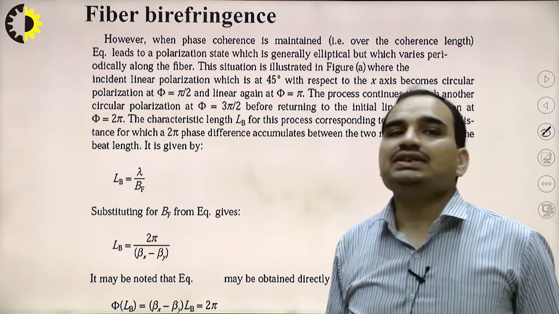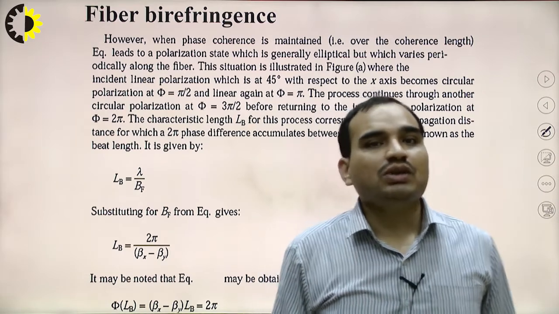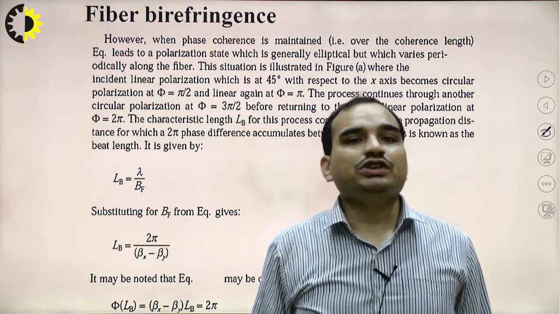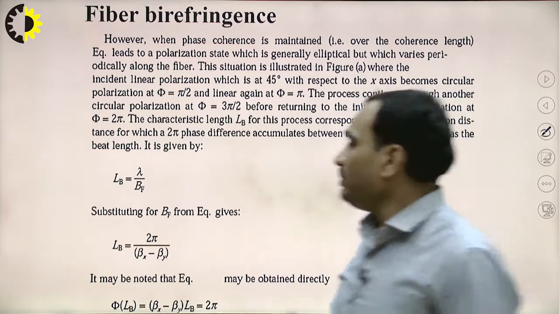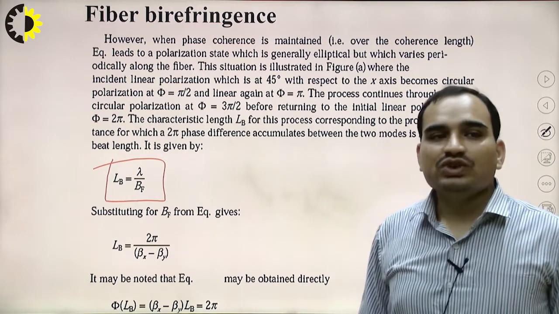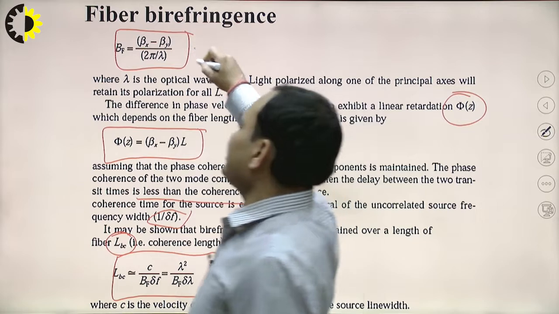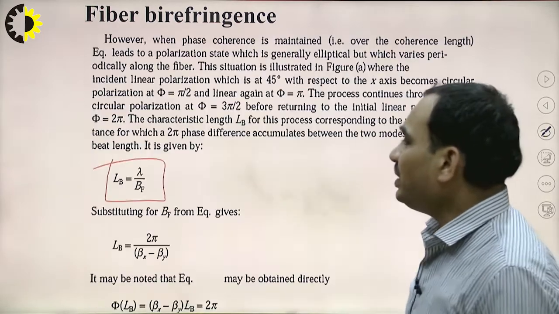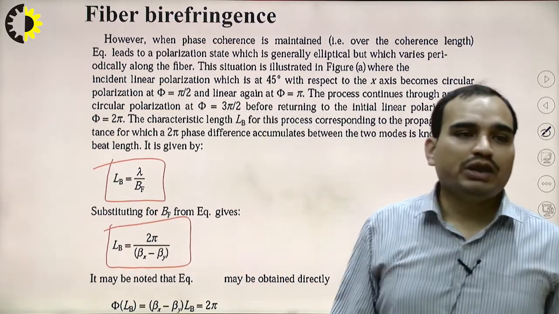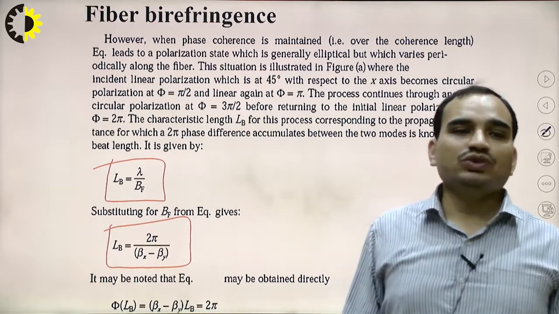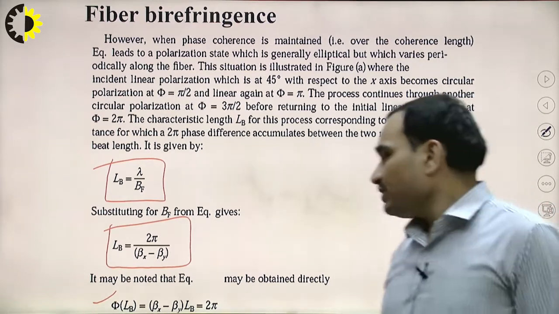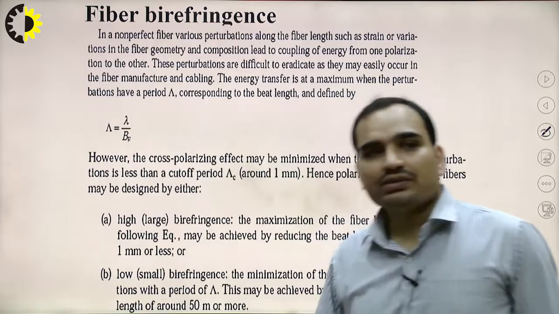The characteristic length, that is LB, for this process, corresponding to the propagation distance for which a 2 pi phase difference accumulates between the two modes, is known as the beat length. The beat length can be calculated using the formula LB equals lambda by Bf, and we know the formula of Bf as we have discussed here. It is nothing but (beta x minus beta y) by (2 pi by lambda). So substituting Bf, the beat length LB equals 2 pi by (beta x minus beta y). It can be directly written as (beta x minus beta y) into LB equals 2 pi.